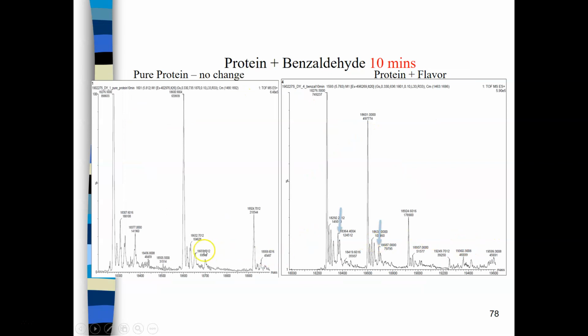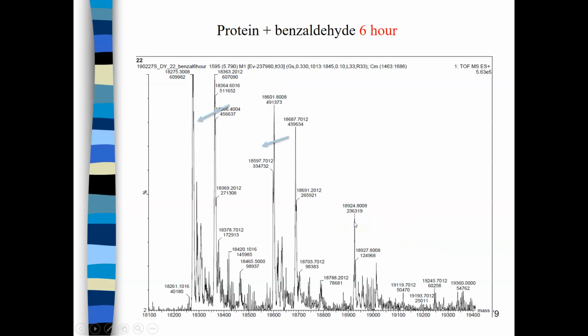What happens if we start putting a flavor in there? So here's our pure protein again with protein, lactose, lactose. But a peak is showing up right here. It is exactly the mass of benzaldehyde. So we're starting to find a shifting of here to here. That's after only 10 minutes.